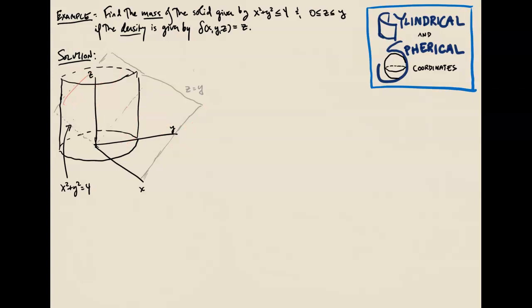This plane is the set of all points where z is equal to y. It divides all of space into 2 regions. On one side are the places where z is greater than y, and on the other side are places where z is less than y. We want the stuff that's in that latter region and is inside the cylinder.